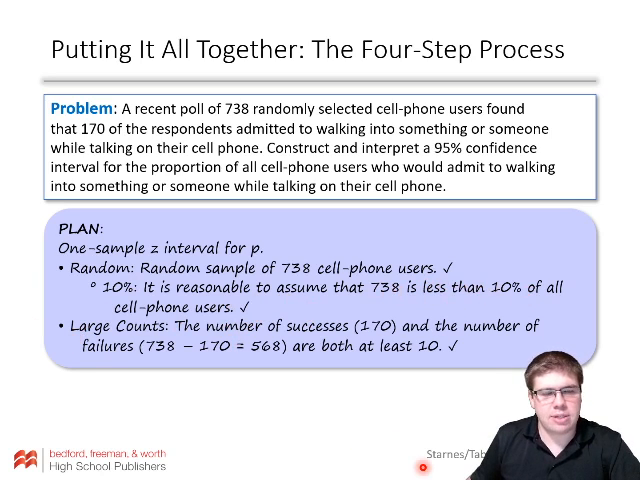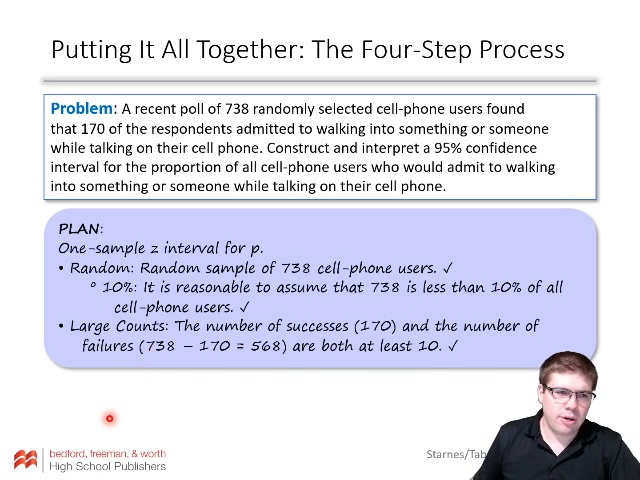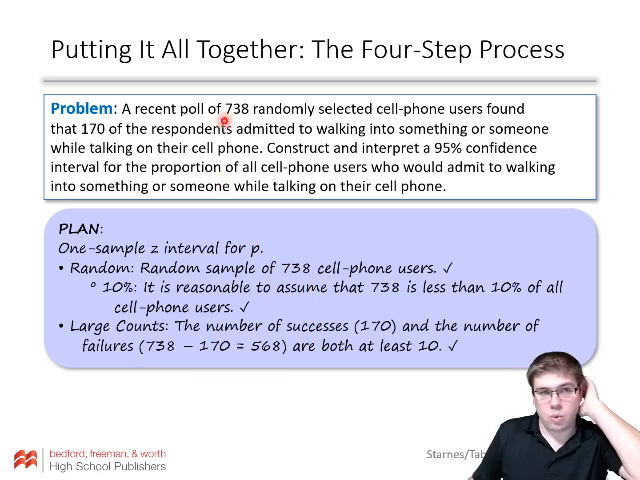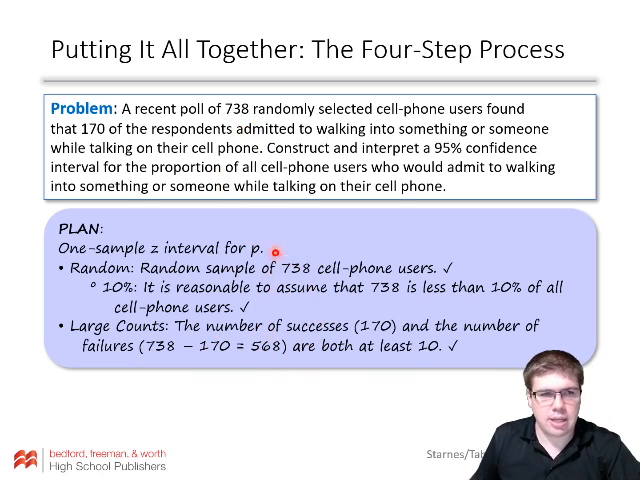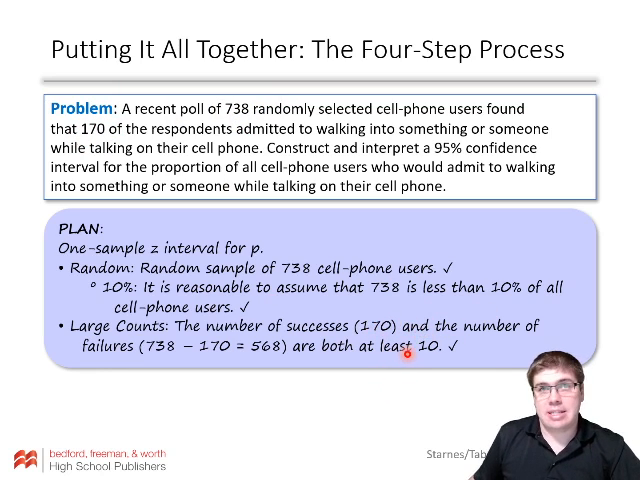And finally, the large counts condition. We want to check n times p and n times 1 minus p. However, we're going to be using proportions. So I showed this in the last video. You could do 738 times the p hat, which is 170 out of 738, and that just cancels and you get 170. So that actually is the number of successes. It's not the expected number of successes. It's the actual number of successes observed is at least 10.